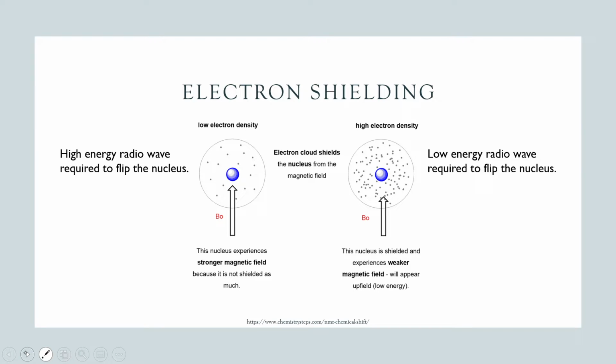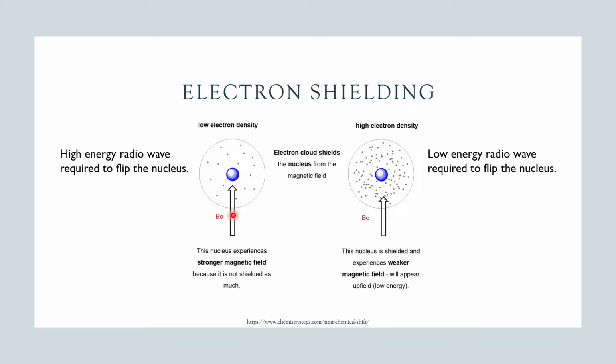Now, the reason why we have different resonant frequencies is because of this idea of electron shielding. So generally speaking, in an organic molecule, all nuclei will have some amount of electron density around it. The more electron density that there is, the more that those electrons are going to be actually interfering or shielding the nucleus from experiencing a magnetic field.